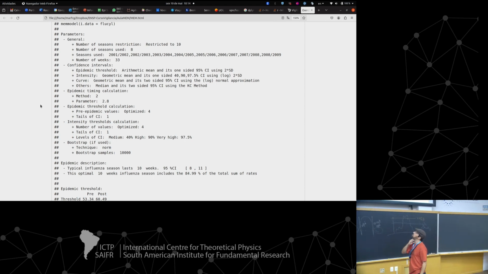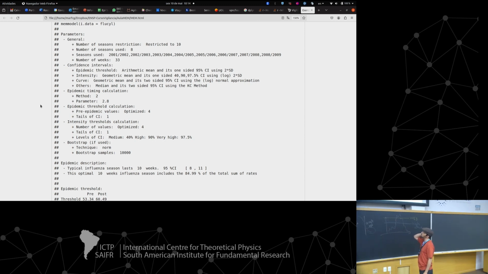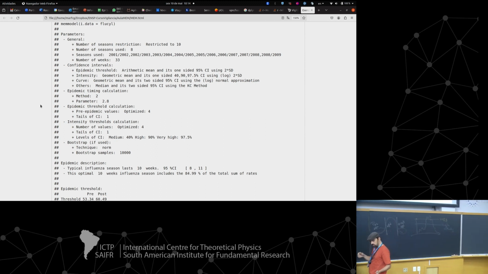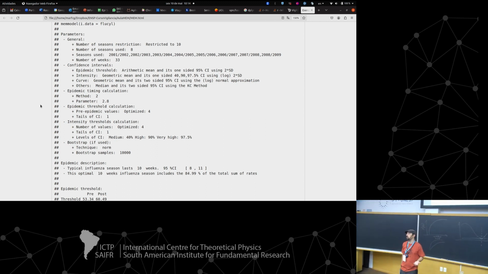So by default, for the epidemic threshold, how it will assume what the distribution of those cases look like, it uses just the arithmetic mean and confidence interval. So underneath, the underlying assumption is that it follows a normal distribution. Well, does it? Not really, but it might be a good enough approximation.